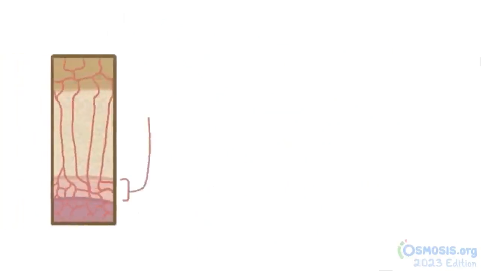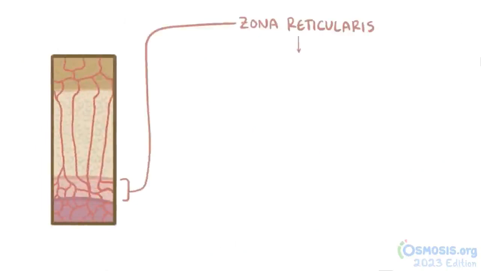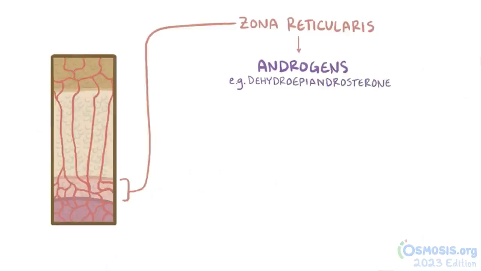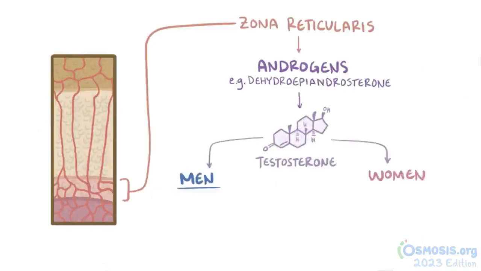Finally, the innermost layer is the zona reticularis, and the cells there make a group of sex hormones called androgens, including one called dihydroepiandrosterone, which is the precursor of testosterone. So the adrenal glands are involved in testosterone production in both men and women. But the amount that the adrenal glands actually contribute is pretty small, relative to the testes in men, which account for the very different levels of androgens in men versus women.